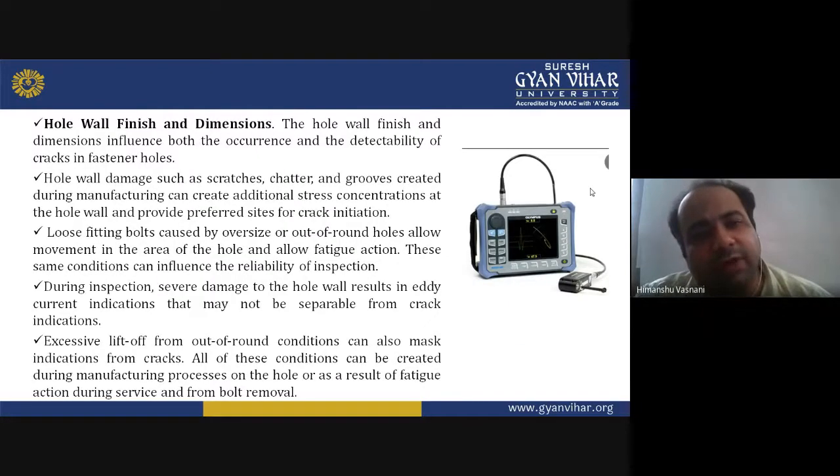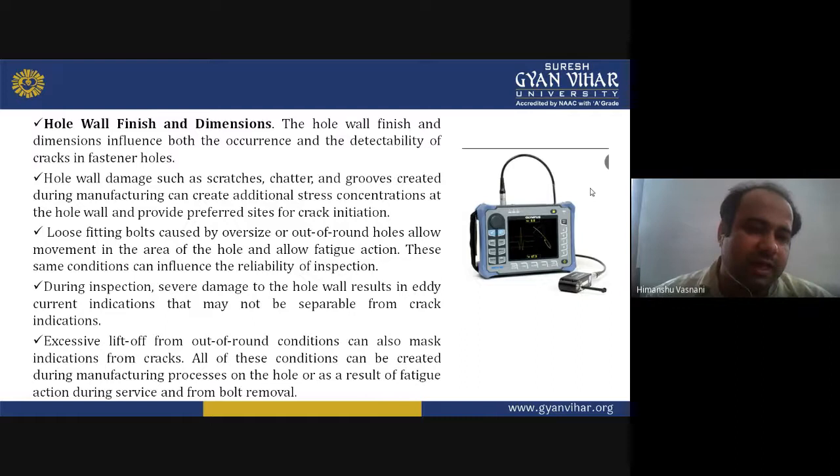Now, hole wall finish and dimensions. The hole wall finish and the dimensions will influence both the occurrence and detectability of cracks in the fastener holes. Hole wall damage such as scratches, chatter and grooves created during manufacturing can create additional stress concentrations at the hole wall and provide preferred sites for crack initiation. Loose fitting bolts caused by oversized or out-of-round holes allow movement in the area of the hole and allow fatigue action.